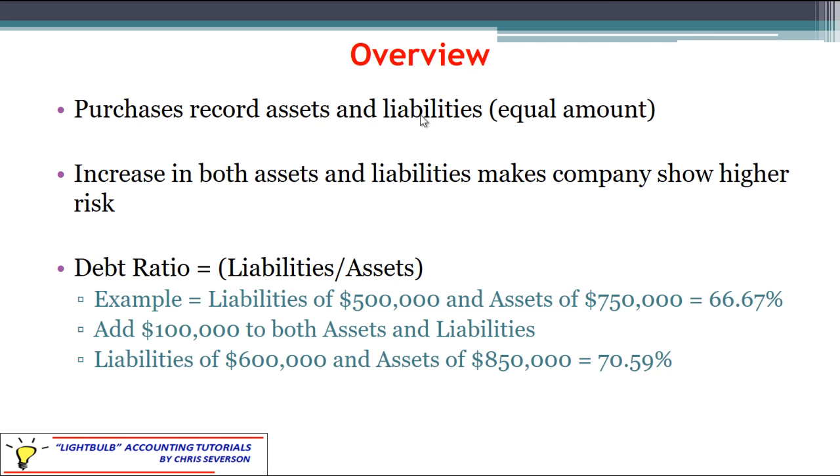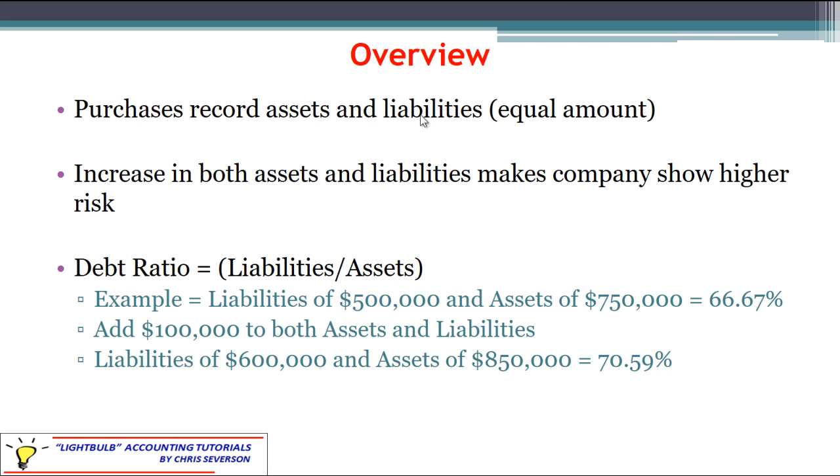Let's take a look at an example. We have liabilities of $500,000 and assets of $750,000. So our current debt ratio is 66.67%. Now let's say in my example we bought an asset through borrowed money for $100,000. So we're adding $100,000 to both the assets and liabilities. It's the same amount. However, your fraction increases. Now we have liabilities of $600,000 and assets of $850,000, which gives us a 70.59% debt ratio.